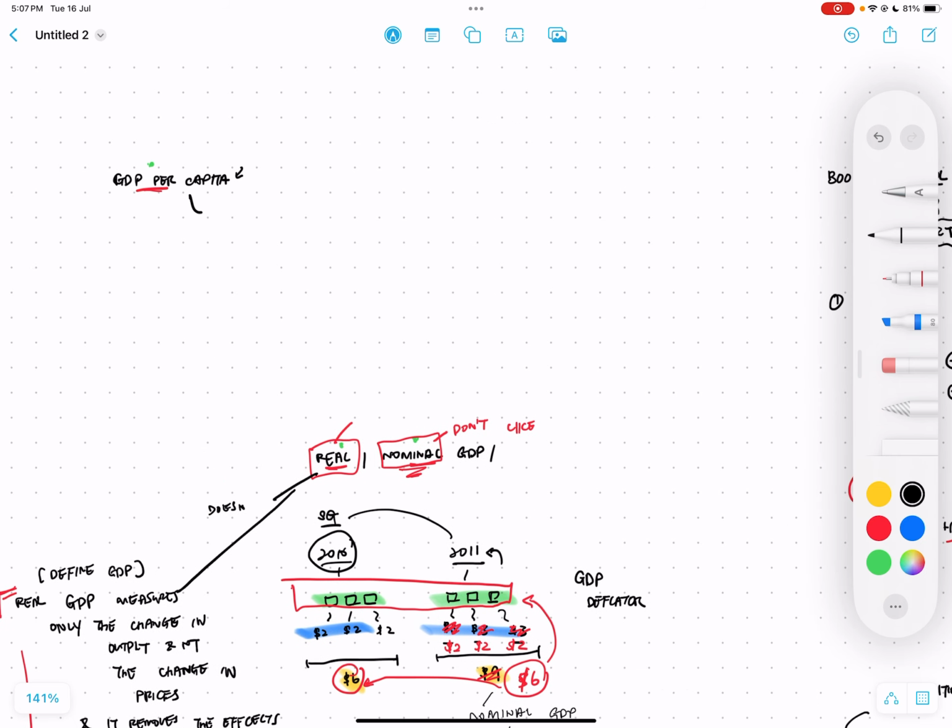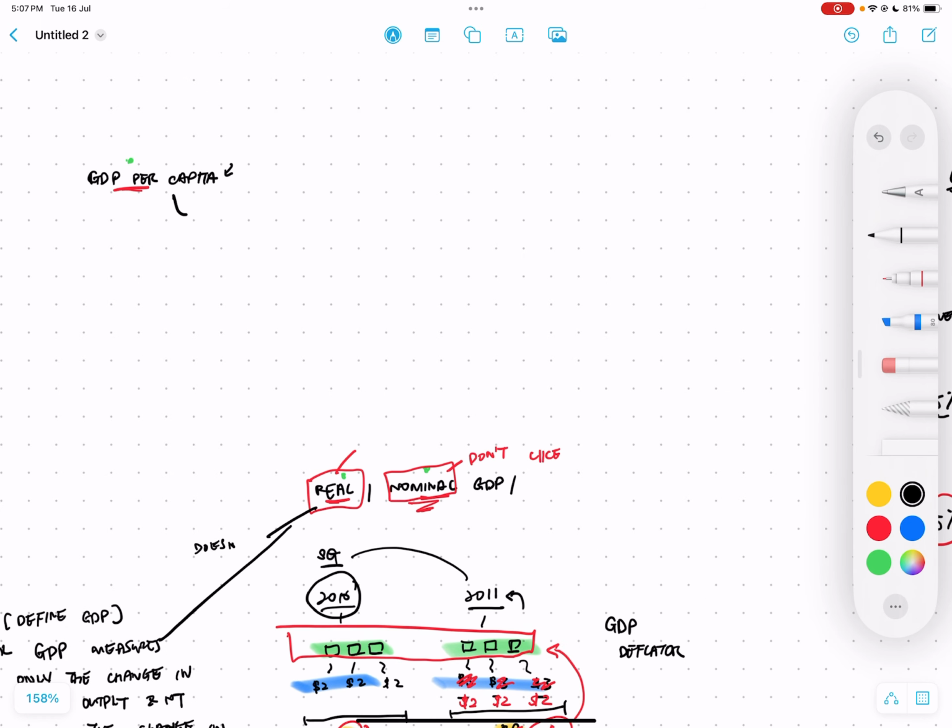GDP per capita, because different countries have different sizes, right? So naturally, a big country like China will have a much larger GDP. But it doesn't mean that the citizens there are better off than citizens in Singapore, right? I think in general, we do have higher incomes. And the reason why is because you must take GDP divided by the total population. Right? So it makes sense, right?